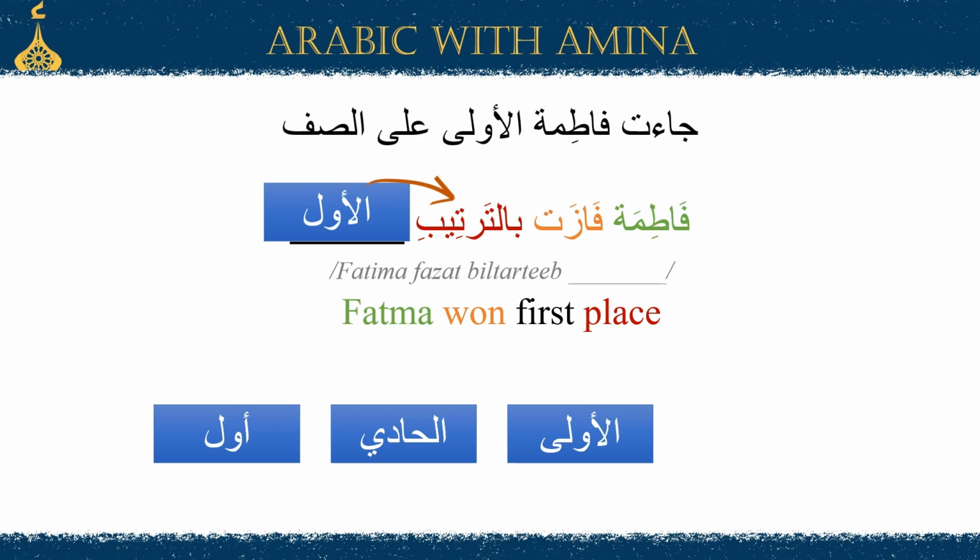If we were to say جاءت فاطمة الأولى على الصف, which means Fatima came the first in her class, when we are using the word first, it is reflecting upon Fatima. We didn't say place, we said Fatima came first. So in this circumstance, we would use the feminine form.